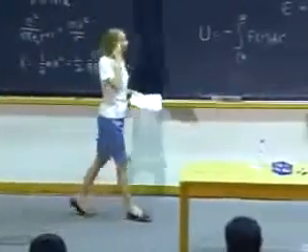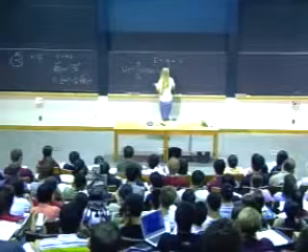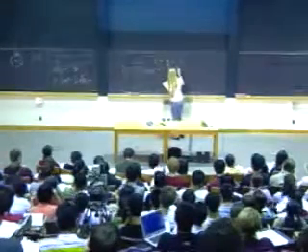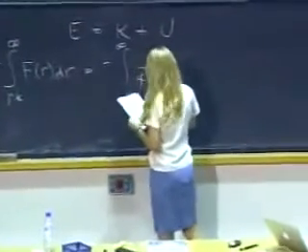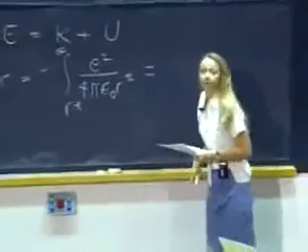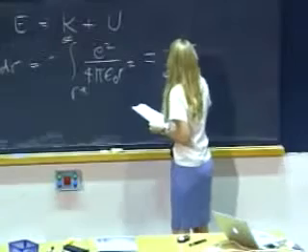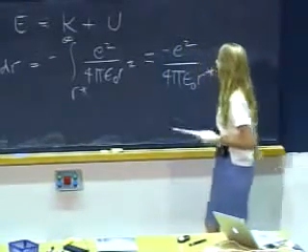Okay, so I need the potential energy. It's the integral of the force. So let me plug in here the force that's operating, e squared over 4 pi epsilon naught r squared. I do that integral and put in the appropriate limits. It's minus e squared over 4 pi epsilon naught r star.